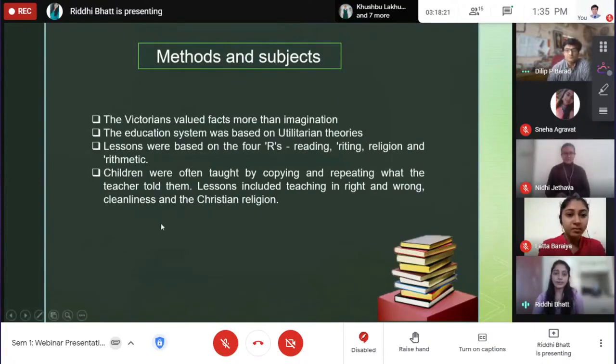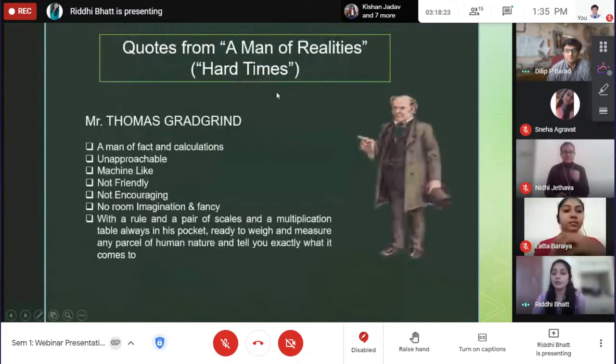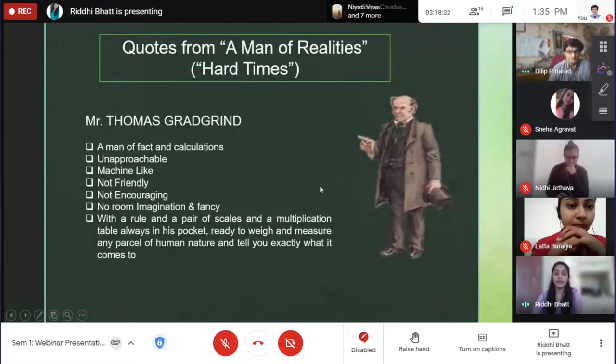Our main topic is quotes from a man of reality in Hard Times. Here we see a picture of Mr. Thomas Gradgrind. Mr. Gradgrind was a man of fact and calculation, unapproachable like a machine, with no room for fantasy, no room for emotions or feelings. So he was like a machine, not friendly, not encouraging, with no room for imagination and fancy.